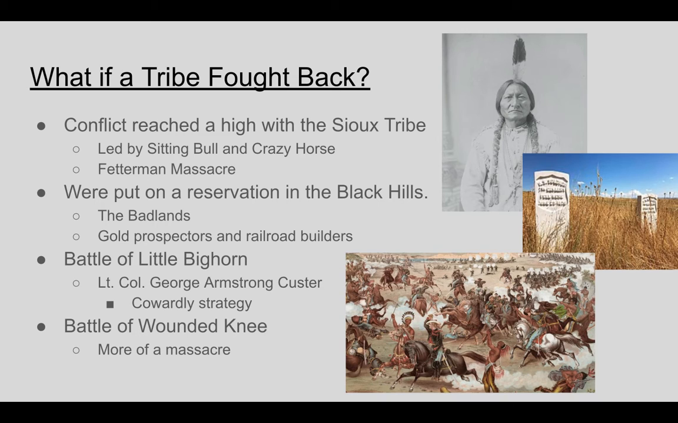Well, Fetterman decided to order all of his men into the woods to get that one warrior who insulted them, except when he got into the woods, there were hundreds of Sioux warriors in the woods, and they knew the territory well, and they were ready, and they had a plan, and there was a massacre. The Fetterman massacre, to be exact.